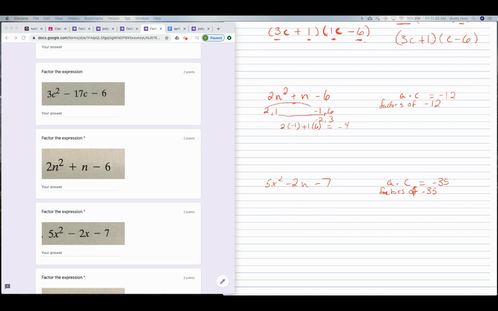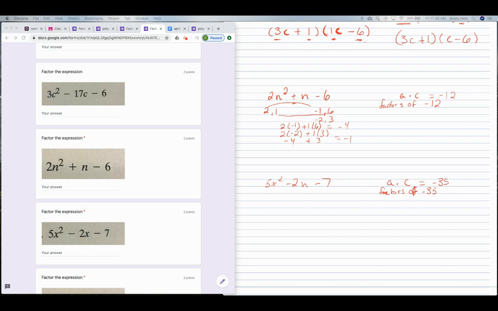So now 2 times negative 2 plus 1 times 3. So this is going to give us negative 4 plus 3 equals, did I do that right? Yeah. Negative 4 plus 3 equals a negative 1. Okay, so that gives negative 1.